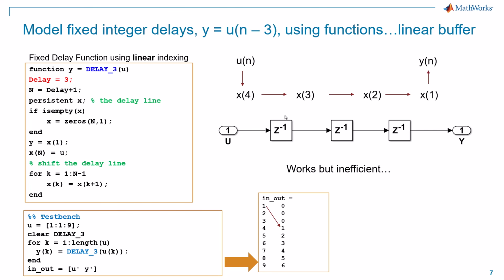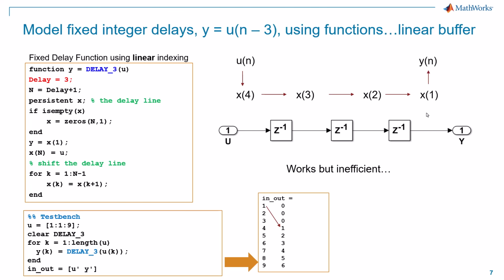So if you think about this symbolically, it would be x(n minus 1), x(n minus 2), x(n minus 3). So x(n minus 3) here would be the last element, which is y(n), the output. So we always take the output from the last element. We always write the input to the first element. And this is great. It's intuitively simple. It's implemented like this picture, but it's very inefficient.